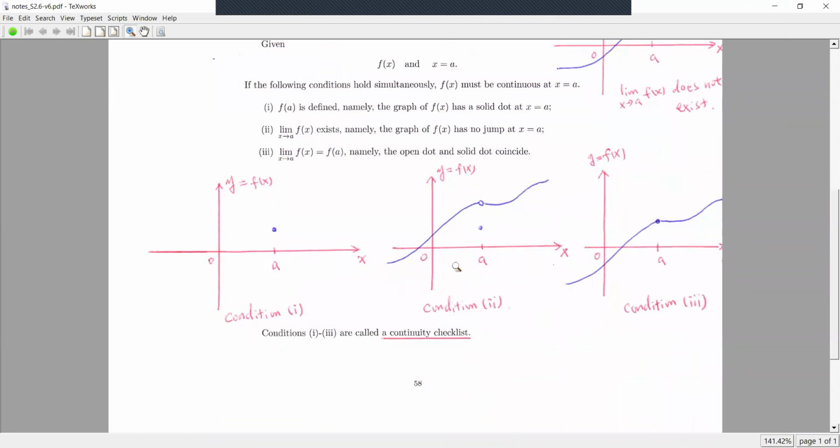This case, the graph is not continuous at point A. Only when we shift this solid point here, the graph becomes continuous at point A. These 3 conditions are called a continuity checklist.